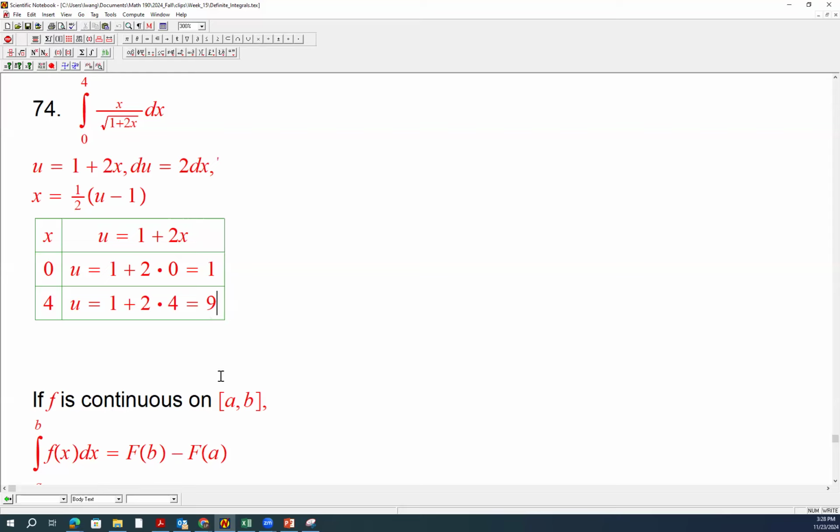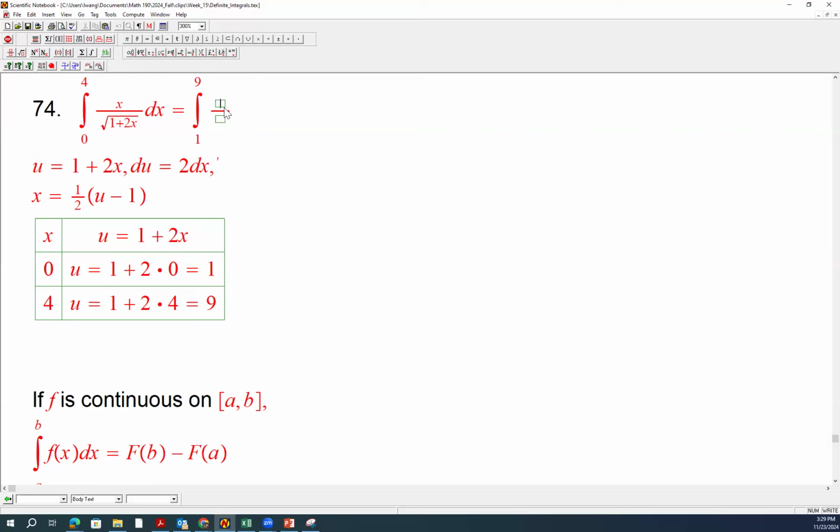It looks like we're going to get into some complexity, but some convenience as well. Okay, so let's do the substitution. 1, 2, 3. Interval change. From 0 to 4, now change to 1 to 9. And this root.